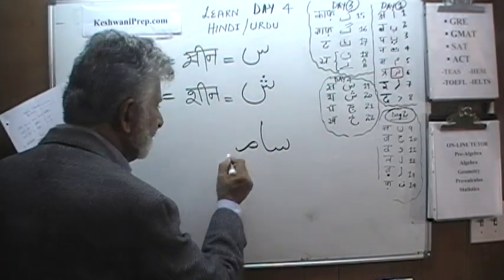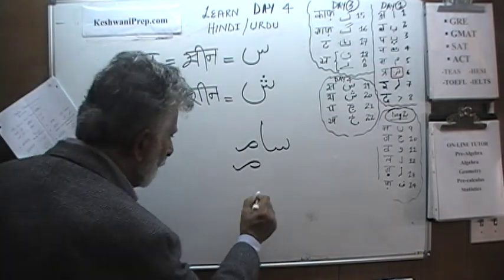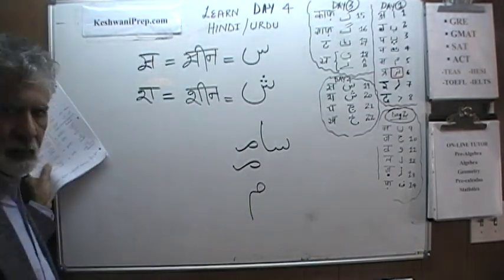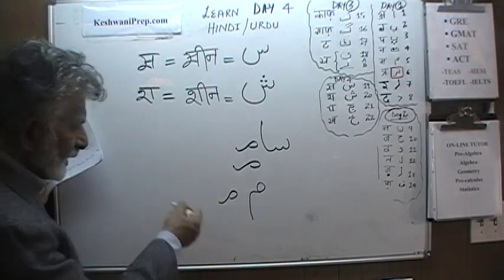And then we have meme. But notice how the meme goes. It's about to join something. It's not a whole meme. Whole meme will go from the top like this. But when it's about to join, it goes from the bottom and starts right there. And whatever comes next is going to join.